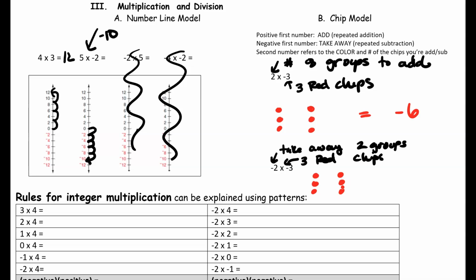so that we have them to take away. But the problem is I'm not allowed to just add things. So to compensate, I'm going to put 3 blacks. So basically we're just starting out as 0, okay? And now we can take away 2 groups of 3 red chips. So I'm going to say take away, take away, take away, take away, take away, take away. And we're left with 6 black chips, or 6 positive. So that's one way to show that a negative times a negative is a positive.